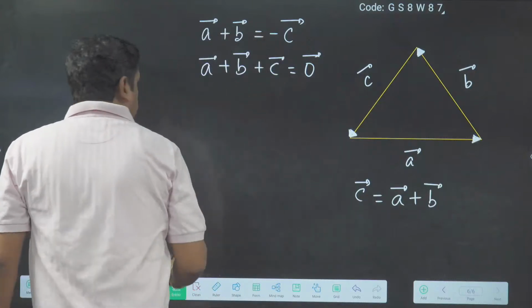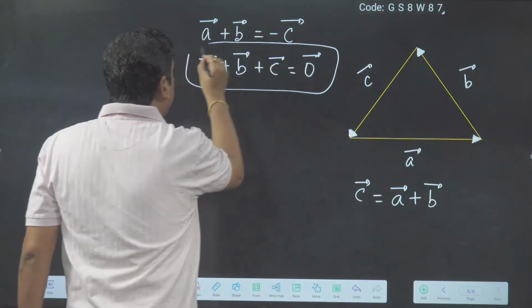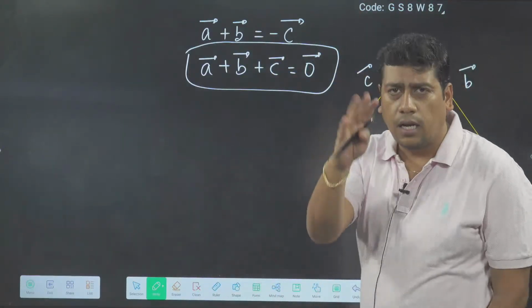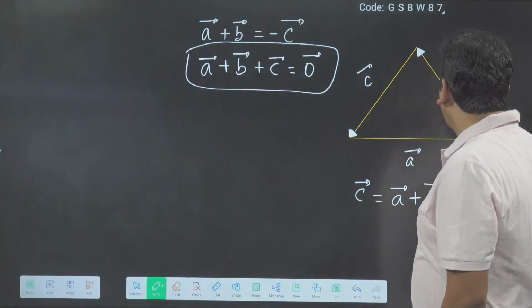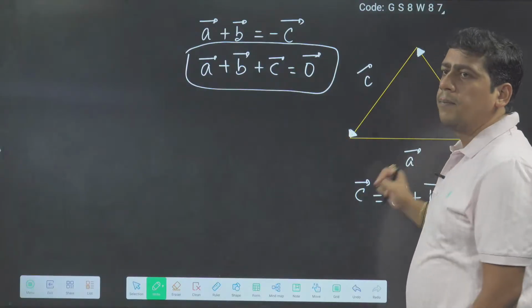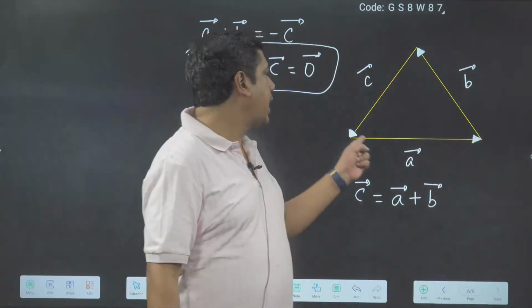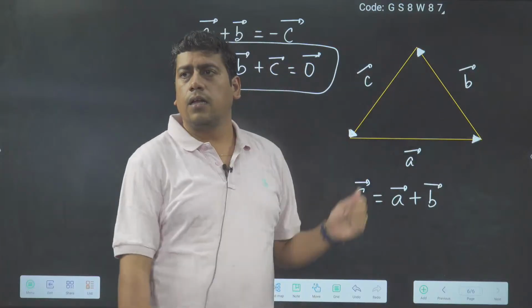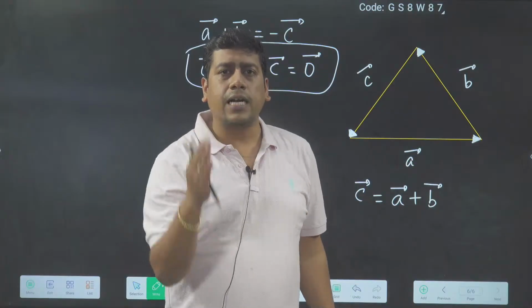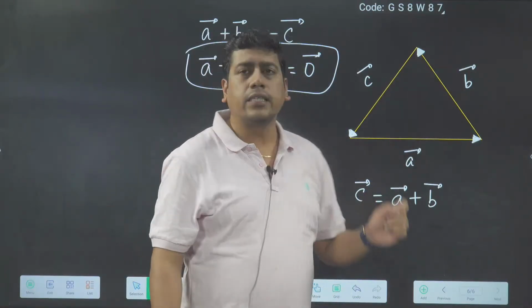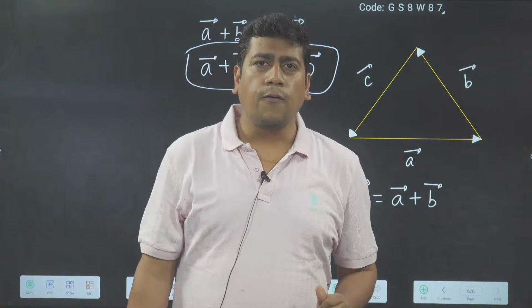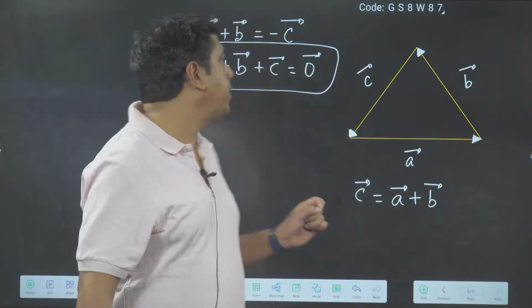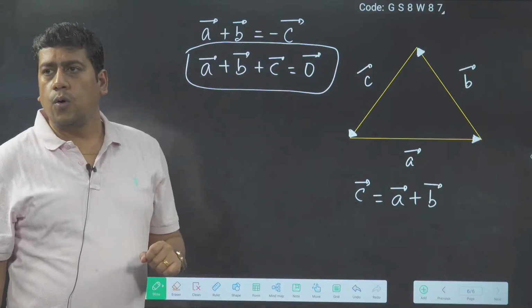What I am trying to say here, just remember this point. If you find in a vector triangle, or in any polygon, we will come to the polygon law, that the arrows are going in a cycle, like anti-clockwise, you are not able to find any resultant. It means the summation of all three vectors is 0. A vector plus B vector plus C vector is 0. Okay?